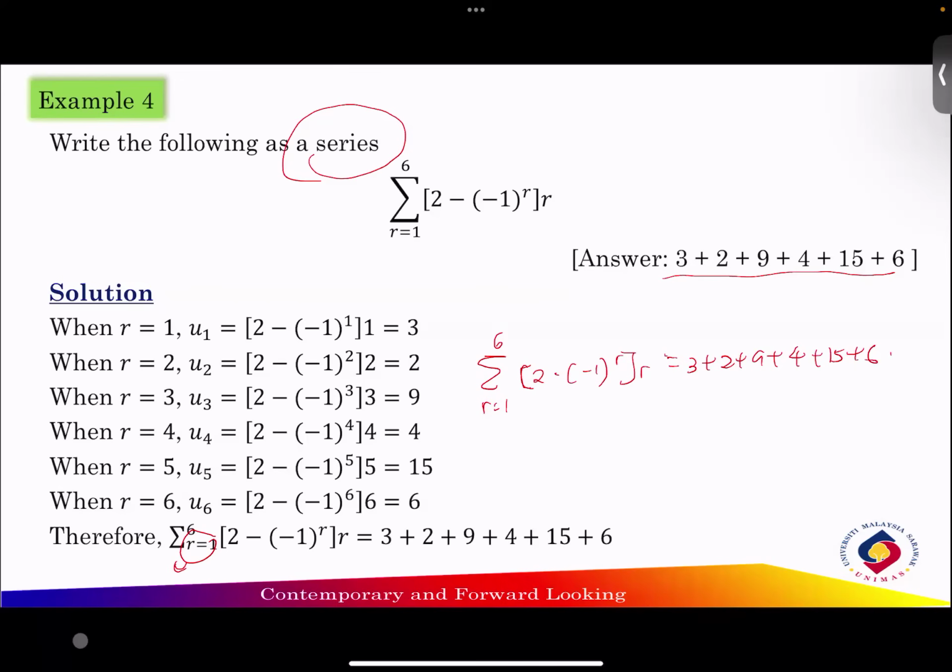Okay, so this will be your final answer. Write the following as a series. So you look at this and then write in a series like this. Okay, remember, this one starts with 1, ends with the 6. So the answer is 3, 2, 9, 4, 15, and 6.